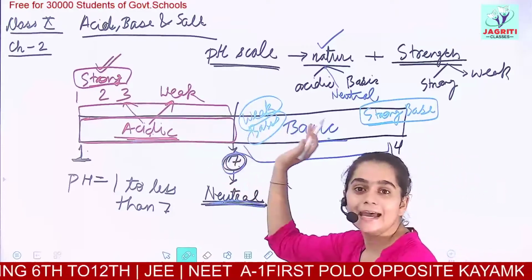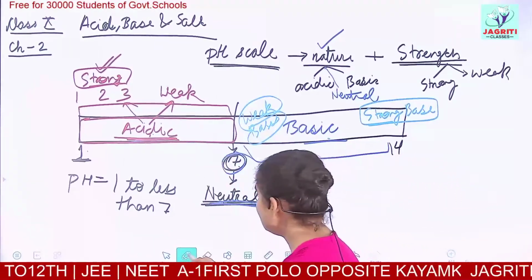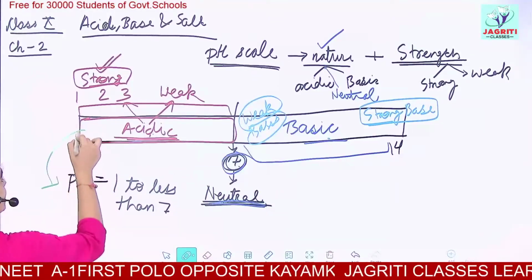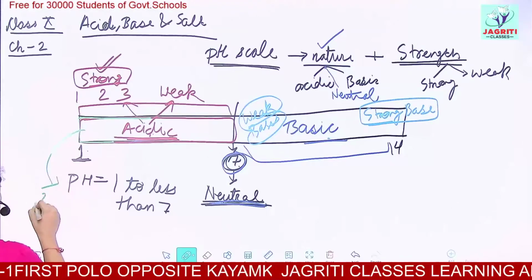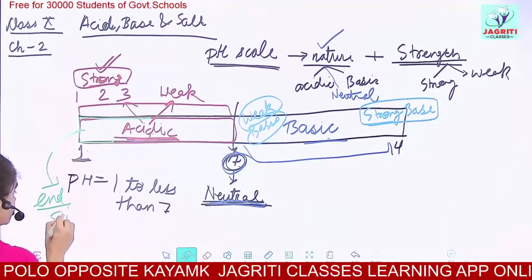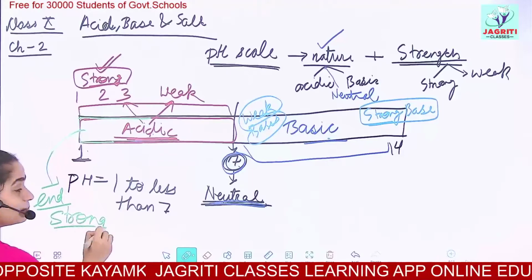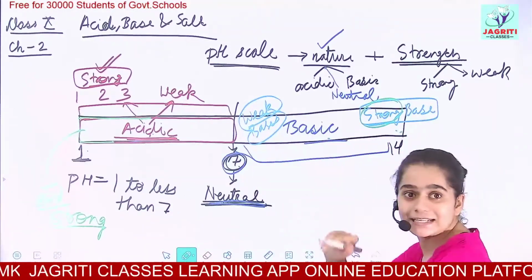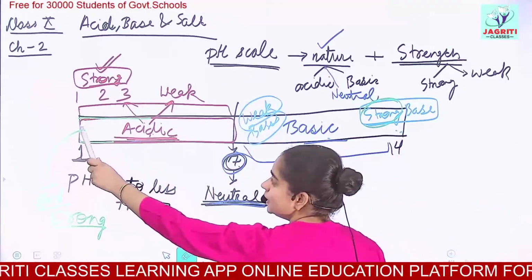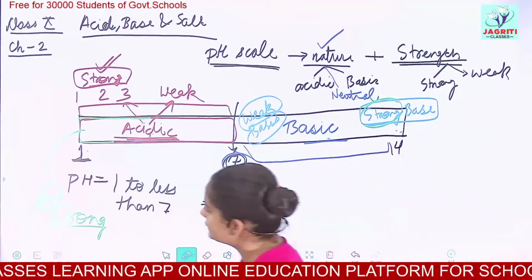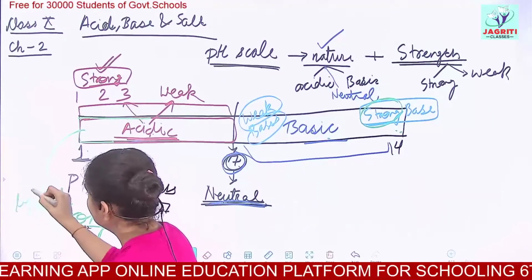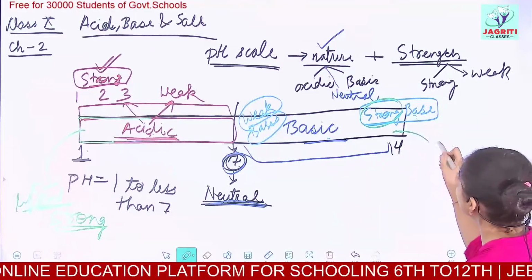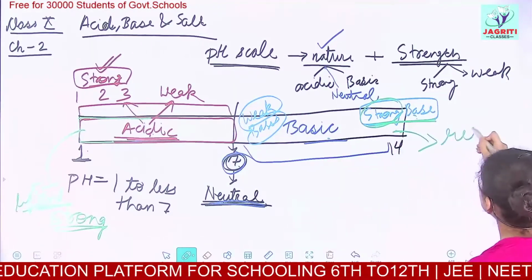So we have two categories of acid and base: strong and weak. You can remember this by a concept: on the extreme ends of this scale, we have a strong character, either a base or an acid. At the ends, there is always a strong thing present. At the extreme left end, we have a strong acid. And at the extreme right, what do you have? You have the strong base.